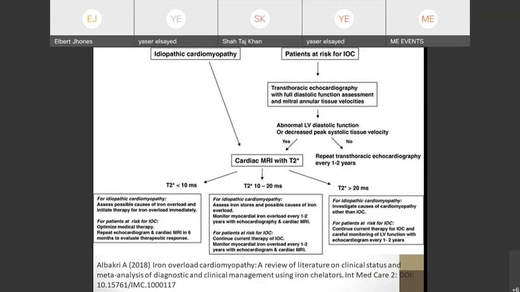With those more than 20 milliseconds, the patients are at risk of iron overload cardiomyopathy; we continue current therapy, and the iron overload cardiomyopathy is taken care of and monitored. Those that do not have abnormal left ventricular diastolic function, we repeat transthoracic echocardiography every 1 to 2 years.